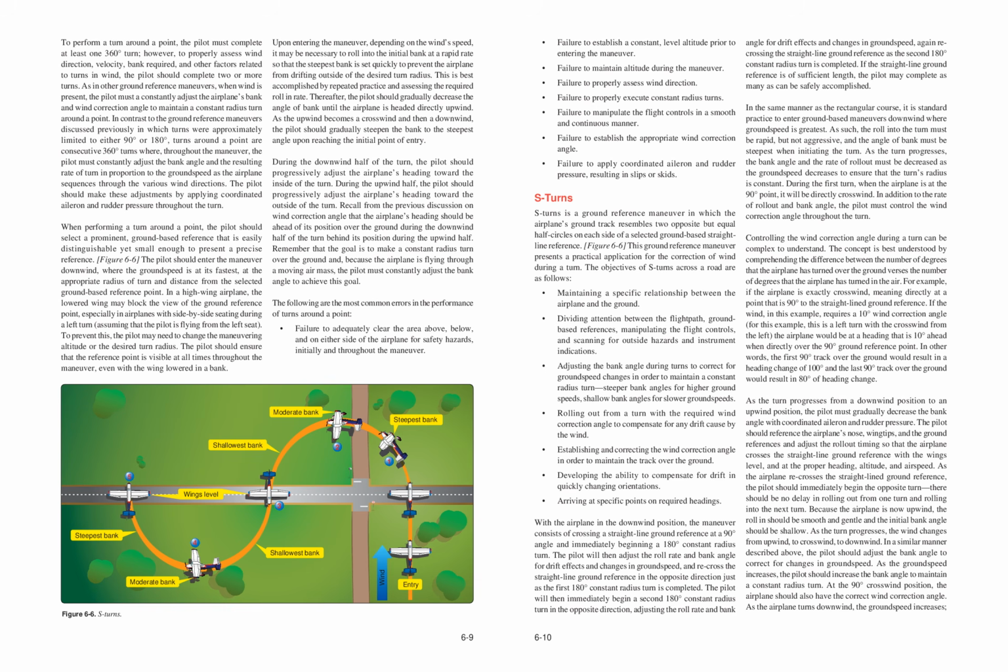Moderate bank. Steepest bank. Shallowest bank. Wings level. Steepest bank. Shallowest bank. Moderate bank. Figure 6.6. Turns around a point. Downwind. Entry.